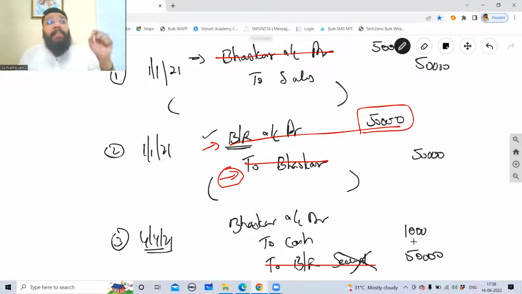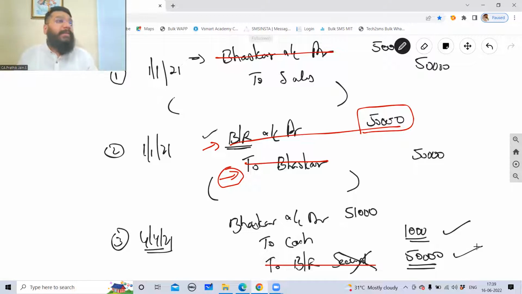So guys, from Bhaskar, how much money are you going to recover? 50,000 for the goods that were sold, plus 1,000 for noting charges. Totally 51,000 rupees you will recover from Bhaskar. So Bhaskar account debit 51,000 means I am remembering to record 51,000 to be recovered from Bhaskar. What is the breakup of this 51,000? Out of this 51,000, 1,000 is towards the noting charges and 50,000 is towards the bills receivable.